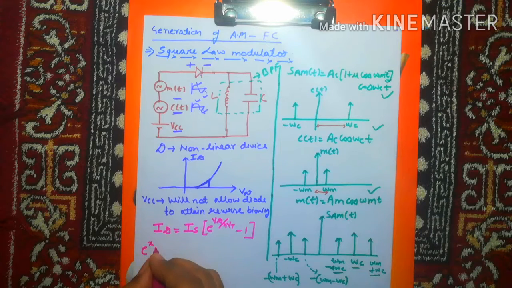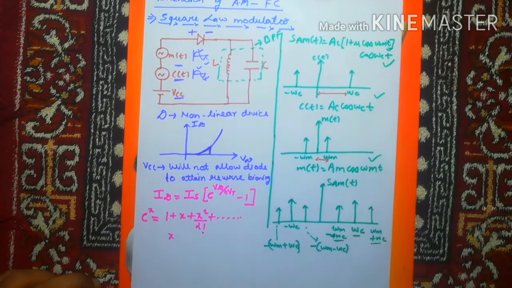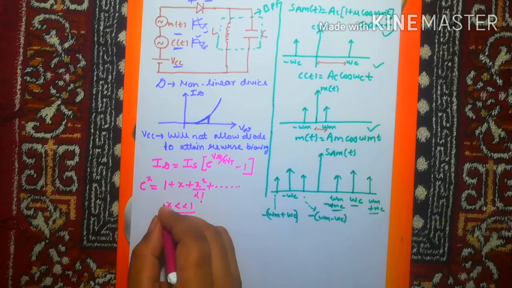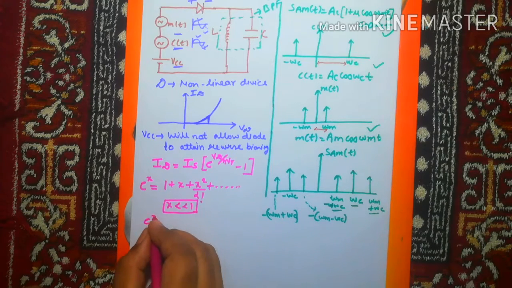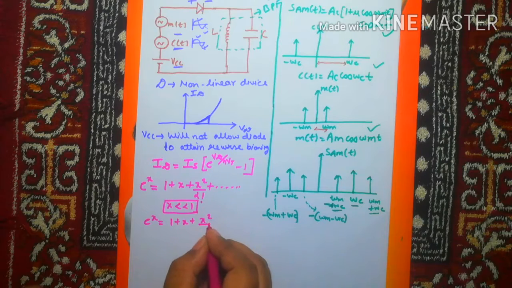Now e to the power x, you have all learned from the Taylor series that the expansion of e to the power x is 1 plus x plus x square upon 2 factorial plus so on. If x is very much less than 1, this expansion will reduce to 1 plus x plus x square upon 2 factorial.